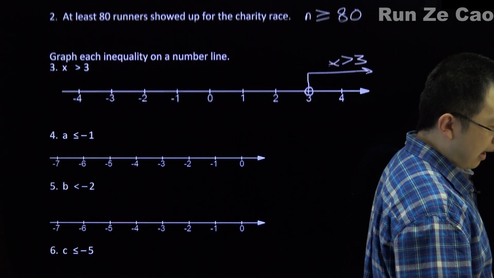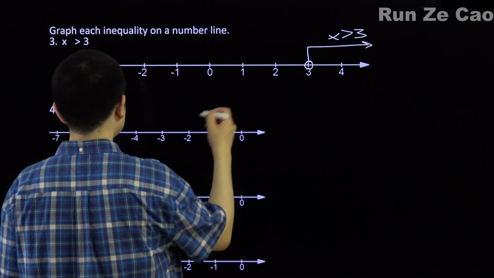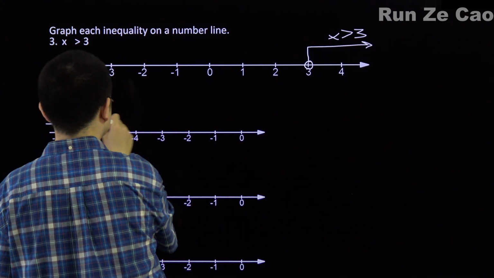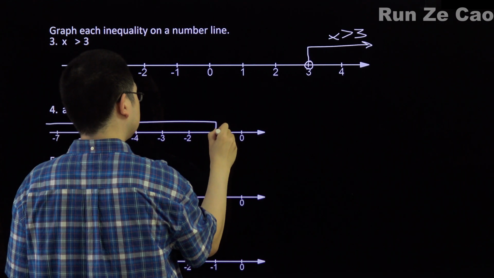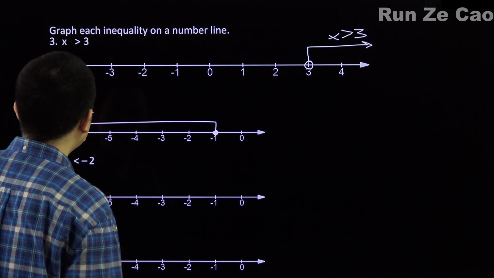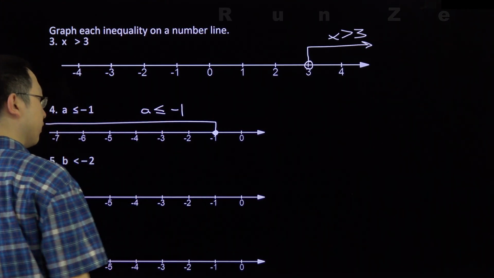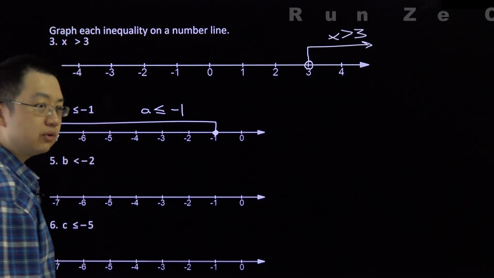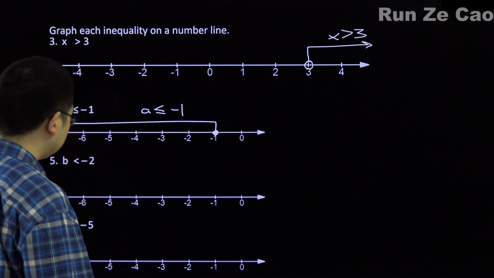A is less than or equal to negative 1. Well, you have a closed circle here, so you have it filled in. And you label this: A is less than or equal to negative 1. Closed circle means it includes that point, so less than or equal to. B is less than negative 2.